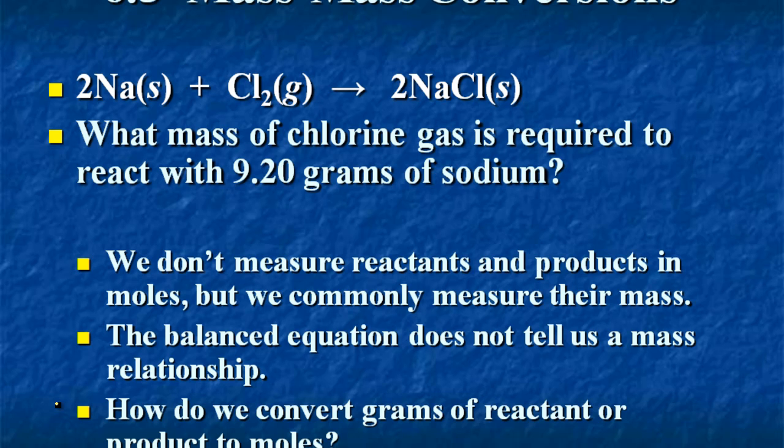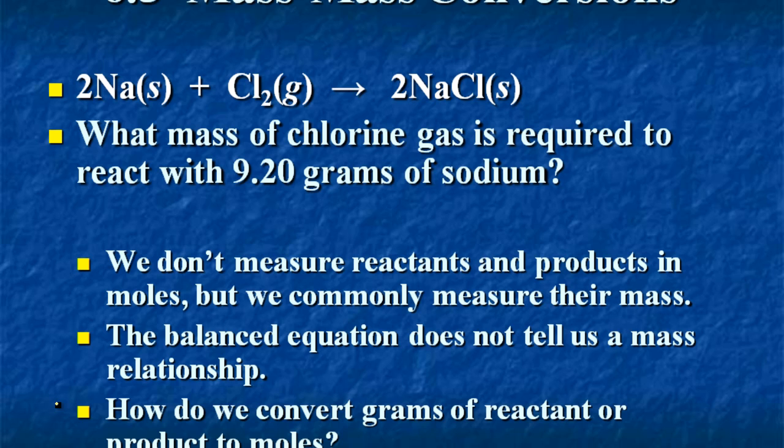And we all know how to convert between mass and moles. We learned that in chapter 4, right? Okay, so we will be using that again here. Now here is a problem. The chemical reaction is sodium and chlorine reacting and forming sodium chloride, formation of salt. The balanced equation is 2 sodium reacting with 1 chlorine molecule forming 2 moles of sodium chloride.